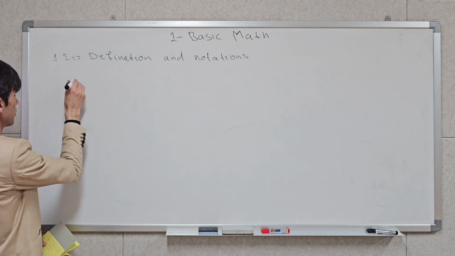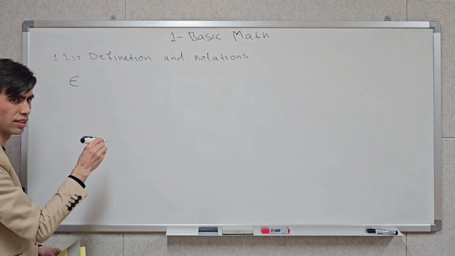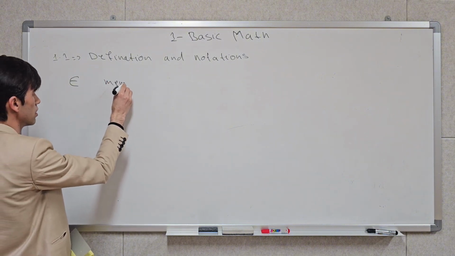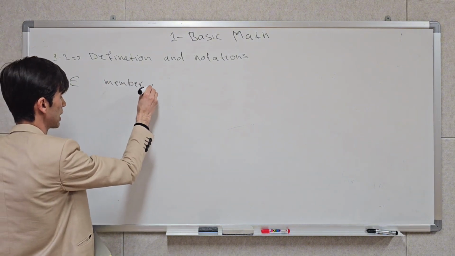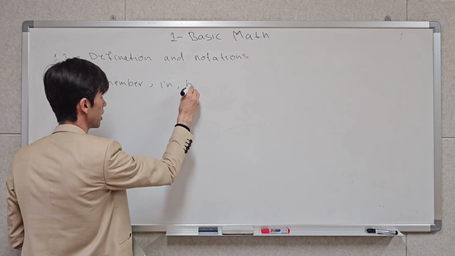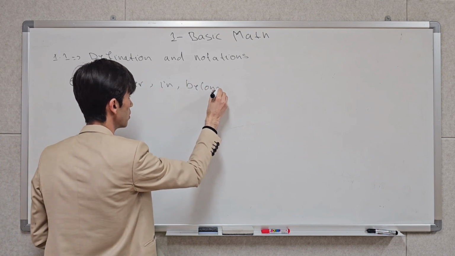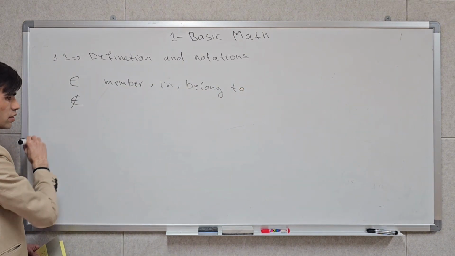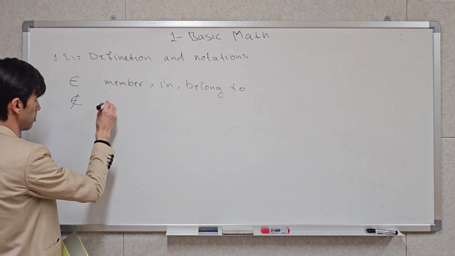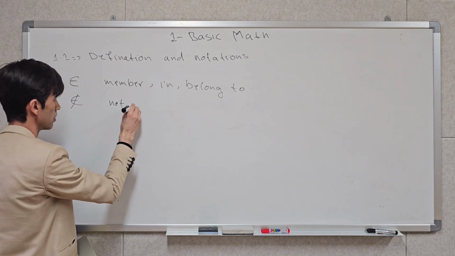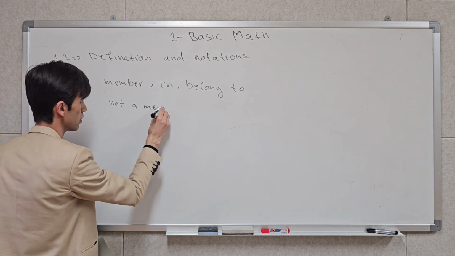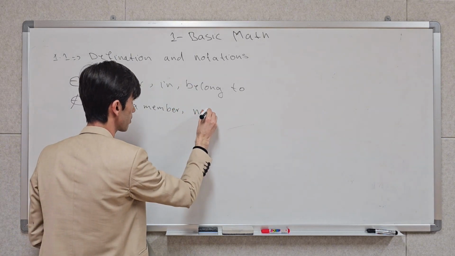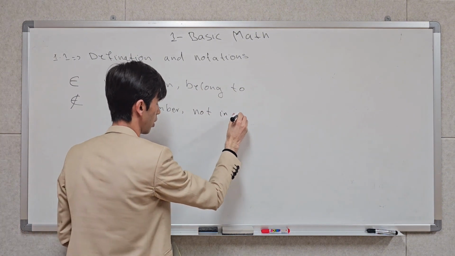And also we have another notation, which is this one. What is this one? It's a member. We can say belong to. This one, it's not a member, or not belong to, not in.